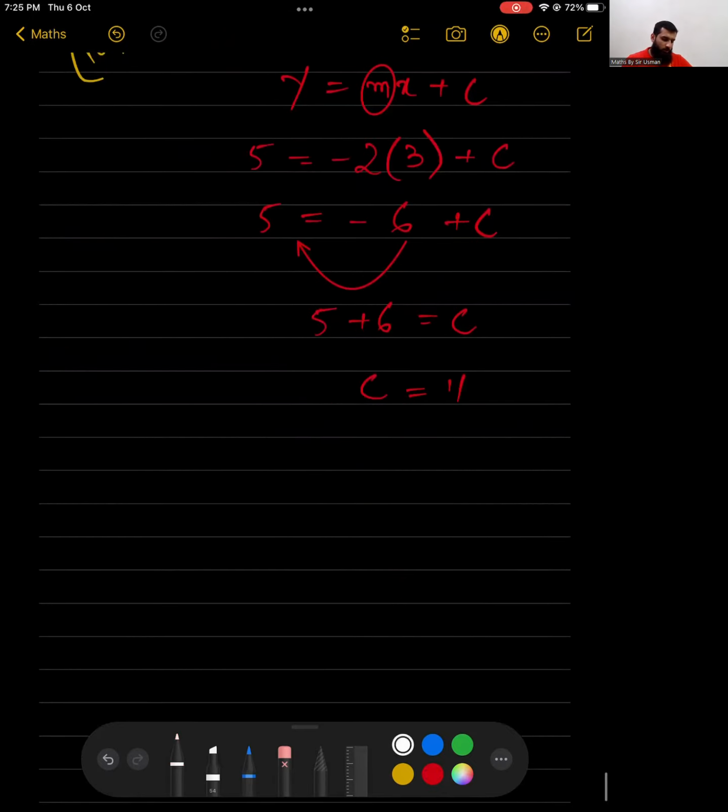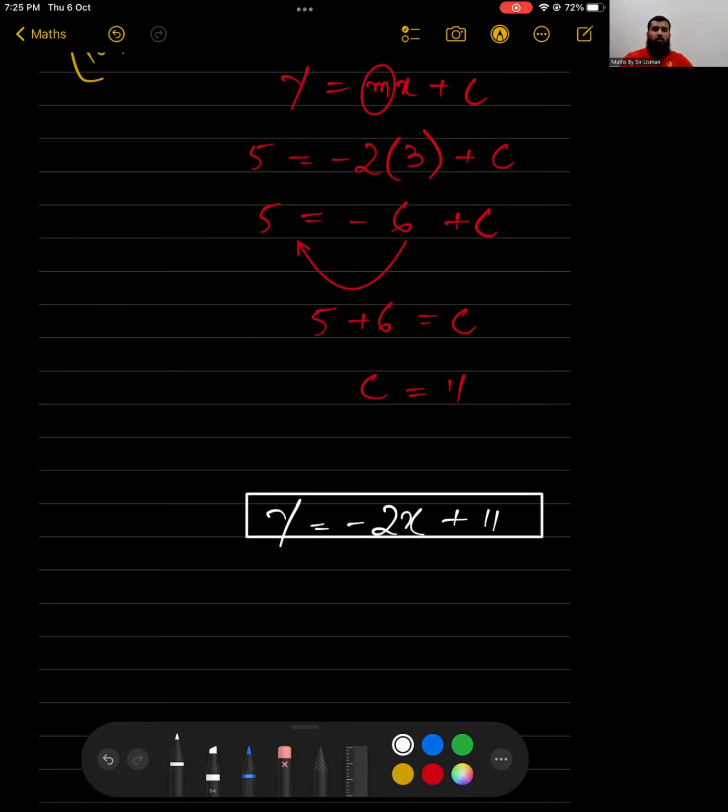Now the general equation would be written down again, which is y is equals to mx plus c. आपने m और c की जगह पे वैल्यू सब्स्टिट्यूट करनी. So the value of m was -2, while the value of c is 11. So it turns out to be -2x plus 11. So that's our final equation.